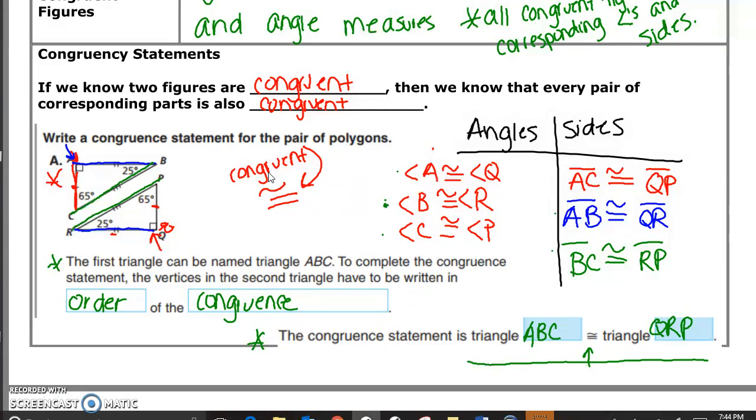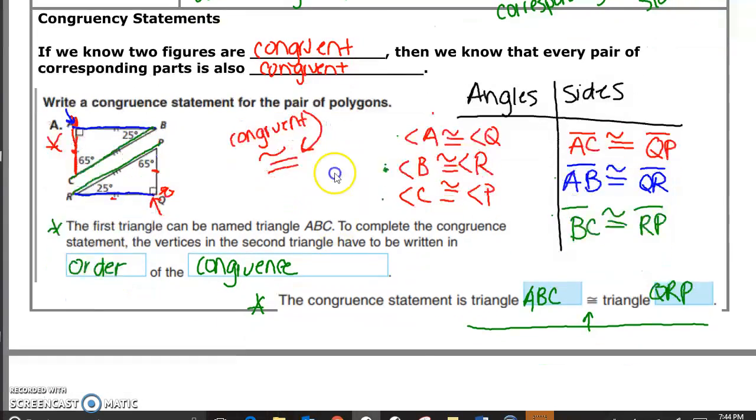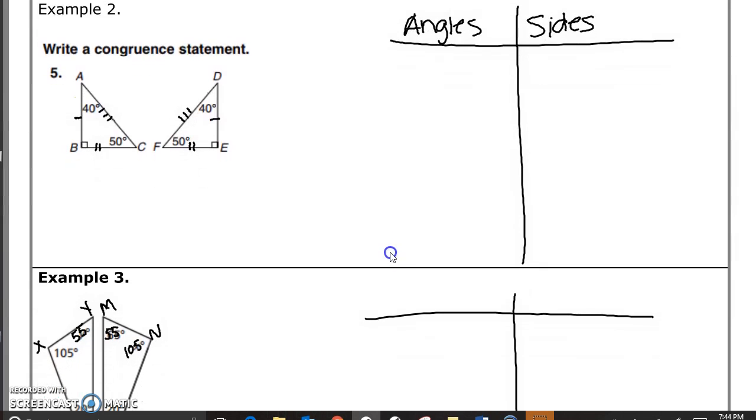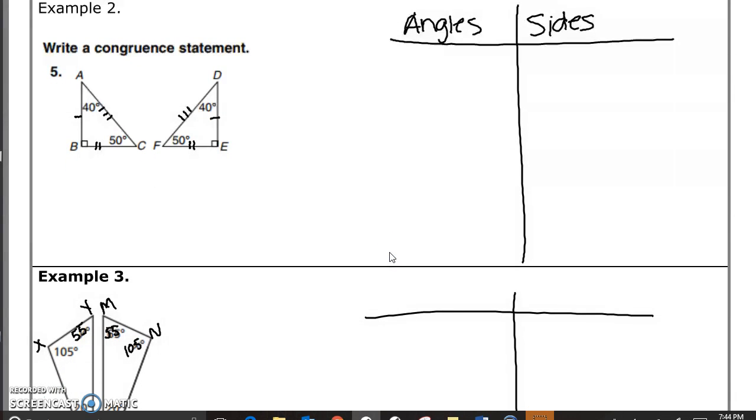All right, so we are going to move on to example 2. We have triangles again this time as our figures. Okay, so looking at our triangles, we have triangle ABC and triangle DEF. So we need to figure out a congruency statement, but first we have to list all of our corresponding angles and sides. Okay, so let's start with that 90 degree angle. It's just easy for me. So that's angle B corresponds to the other 90 degree angle, which is angle E.